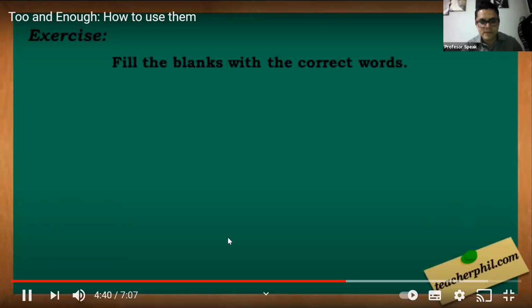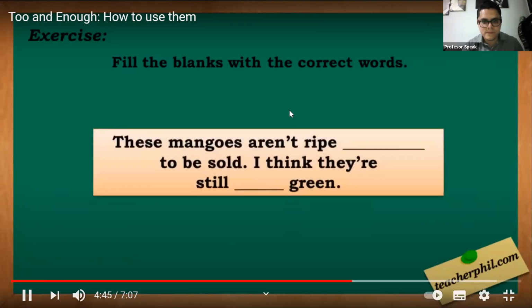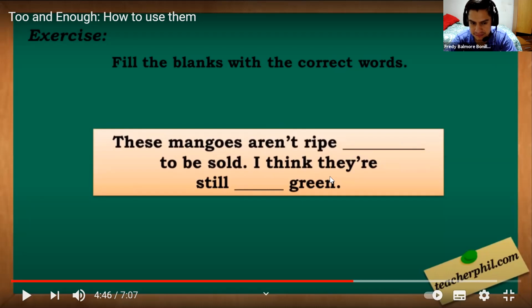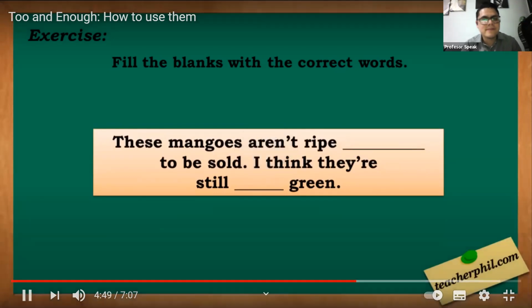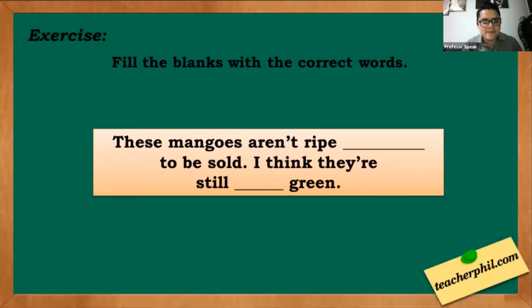For our exercise, fill the blanks with the correct words. The first one. Freddy. These mangoes aren't ripe enough to be sold. I think there is still enough green. These mangoes aren't ripe blank to be sold. I think they're still blank green.